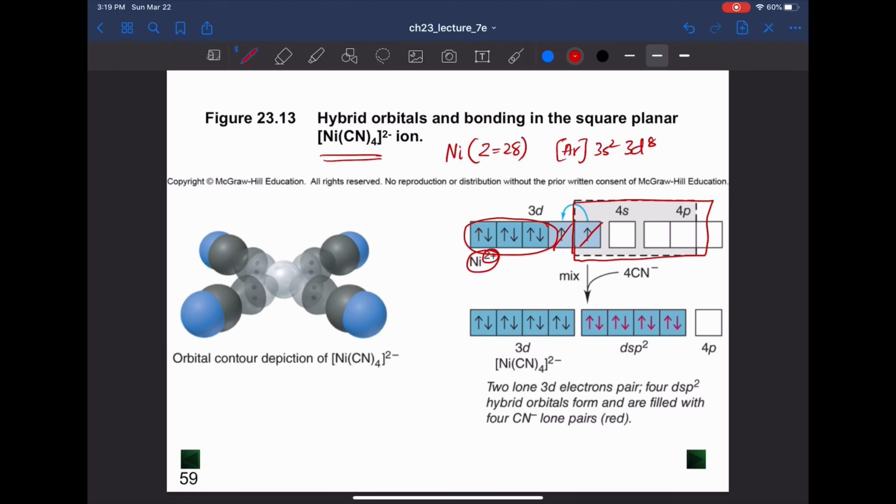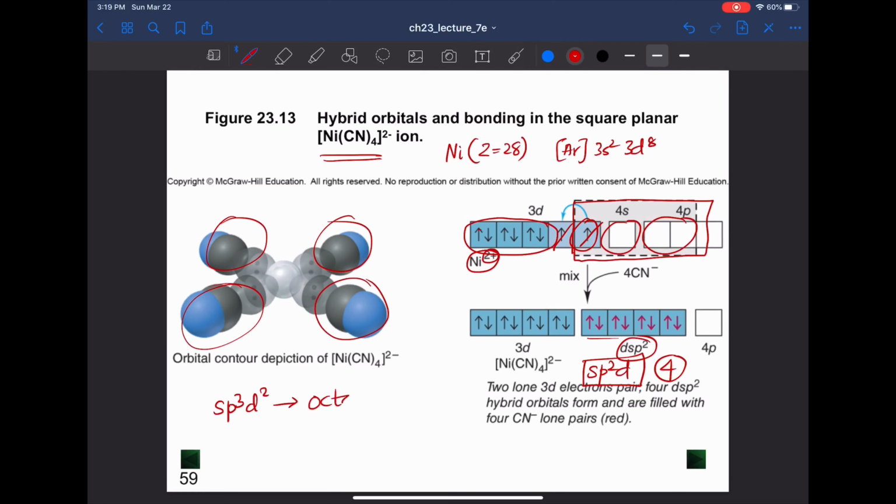That results in dsp2 hybridization. In dsp2, you have 1 s orbital, 1 d orbital and 2 p orbitals. So that creates 4 different dsp2 hybrid orbitals that bond to 4 ligands. Remember that when it forms sp3d2, the structure is octahedral. For dsp2, the structure is square planar.